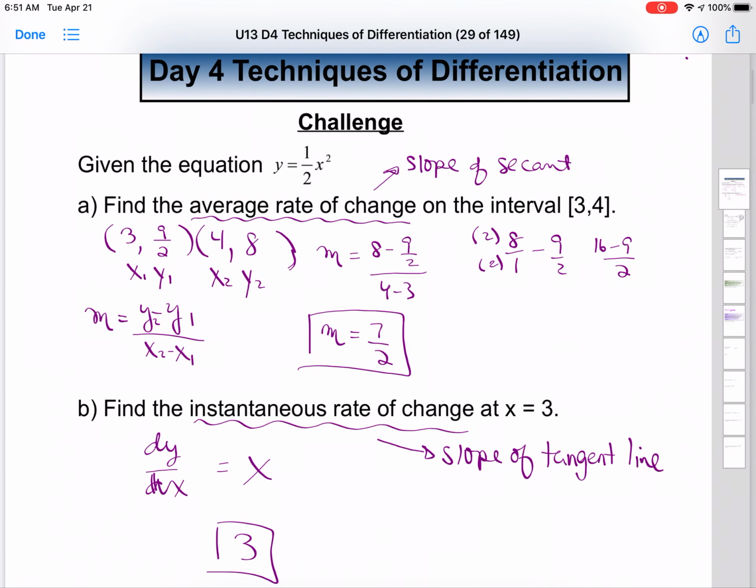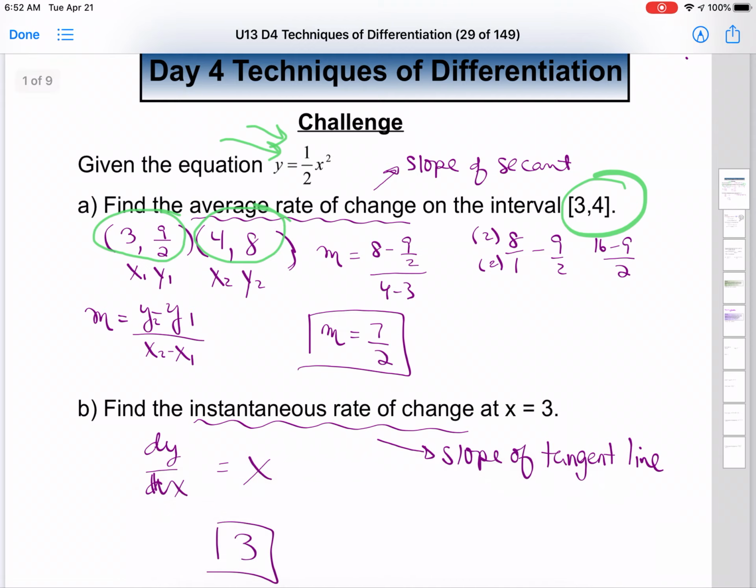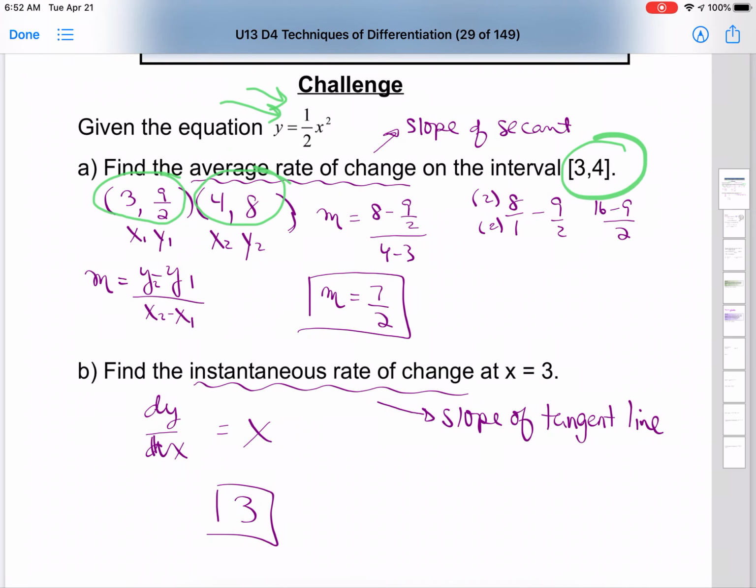So the first one, I'm giving you an equation. I want you to find the average rate of change. So remember, average rate of change is just the slope of the secant line. It's just old school. I'm giving you the x values, right? The interval is 3 to 4. So you're just going to plug in 3 into the equation so you could get that partner for y. Then you plug in 4 into the equation, get your partner for 4, and then go ahead and do your slope formula.